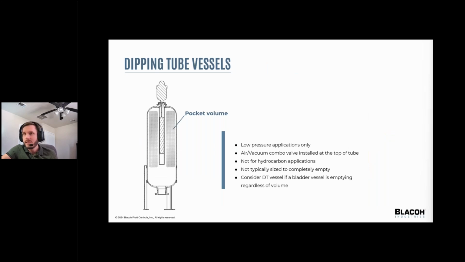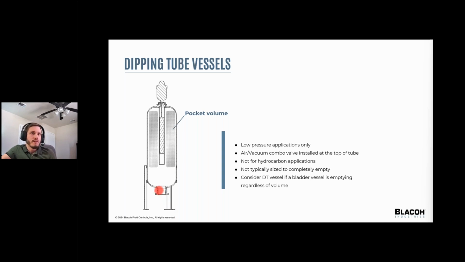Last but not least, our third and final vessel type is the dipping tube. This vessel has neither a bladder nor a compressor. It consists of an air vacuum valve connected to a tube that extends down into the vessel. The length of the tube is calculated based on the required air volume from the transient analysis. When the vessel is empty, the air vacuum valve is open, so the vessel is at atmospheric pressure.